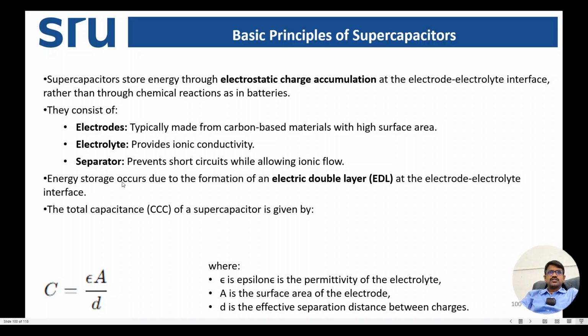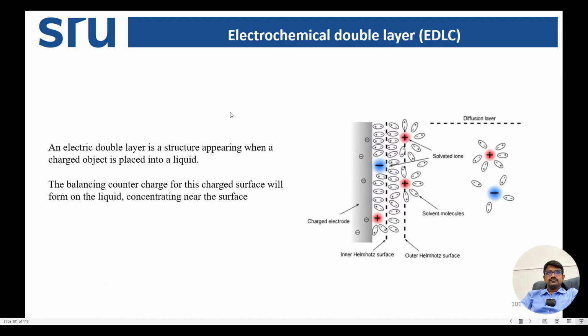Energy storage occurs due to the formation of an electric double layer. I will explain what an electric double layer is, at the electrode electrolyte interface. The total capacitance formula is the same, C is equal to epsilon A by d. These three are the main parts in a supercapacitor: electrodes, electrolyte, separator. So this is the electrochemical double layer capacitance, EDLC.